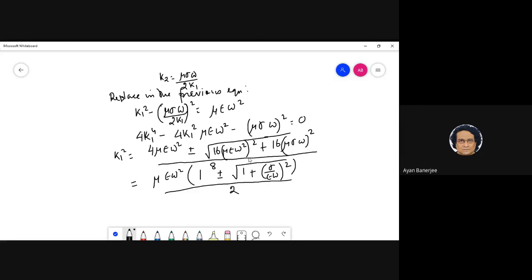I've taken this common. Below this is 4 to the power 4, so only epsilon omega square will come, mu will get common, so this will come out, right? So it will get this here and it will come out. Okay, right?